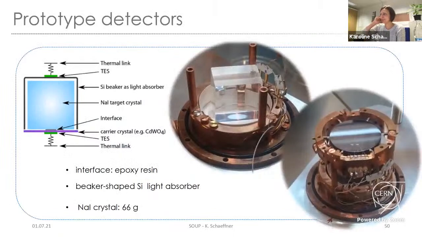Here are some pictures of how COSINUS detectors look. They are very tiny and small in comparison to these DAMA-like searches. You have around 100 gram sodium iodide, which is attached here. You see the interface to the carrier, and then the module is closed up with this silicon beaker. You can also see the transition edge sensors.